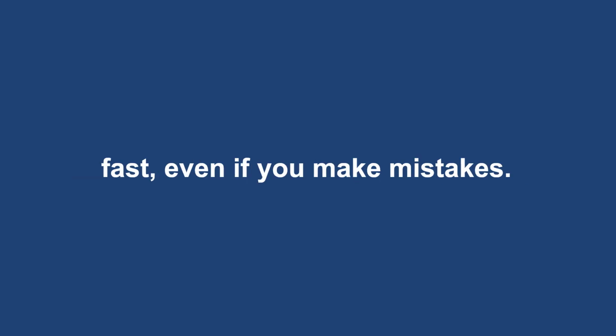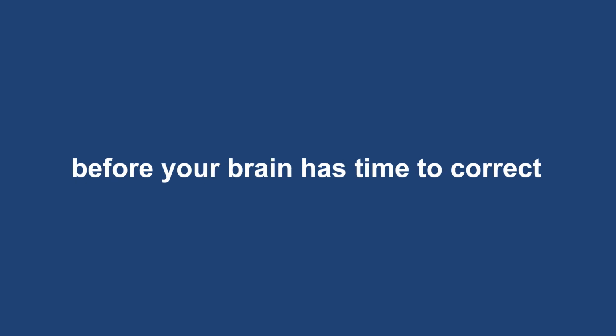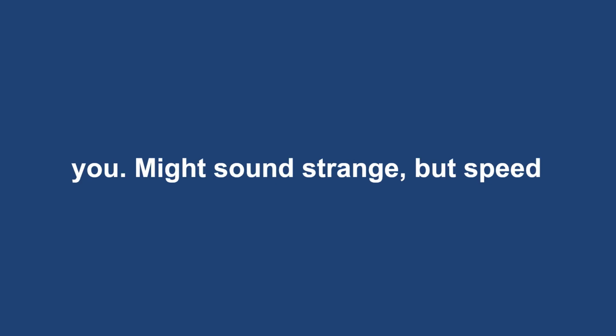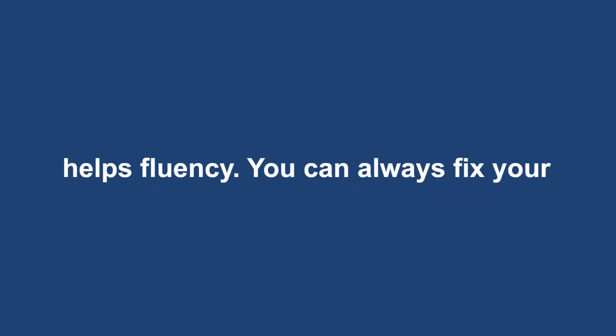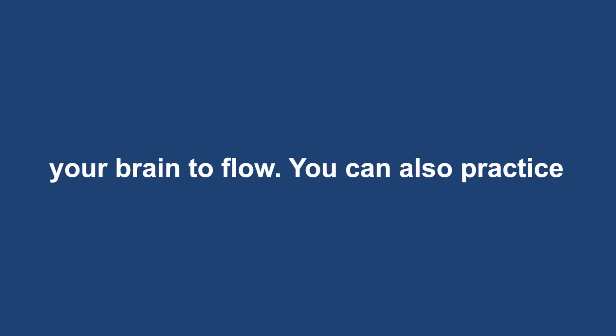Another thing that helps is speaking fast, even if you make mistakes. Why? Because fast speaking helps you stop analyzing every word. You move forward before your brain has time to correct you. It might sound strange, but speed helps fluency. You can always fix your grammar later. Right now, you're training your brain to flow.